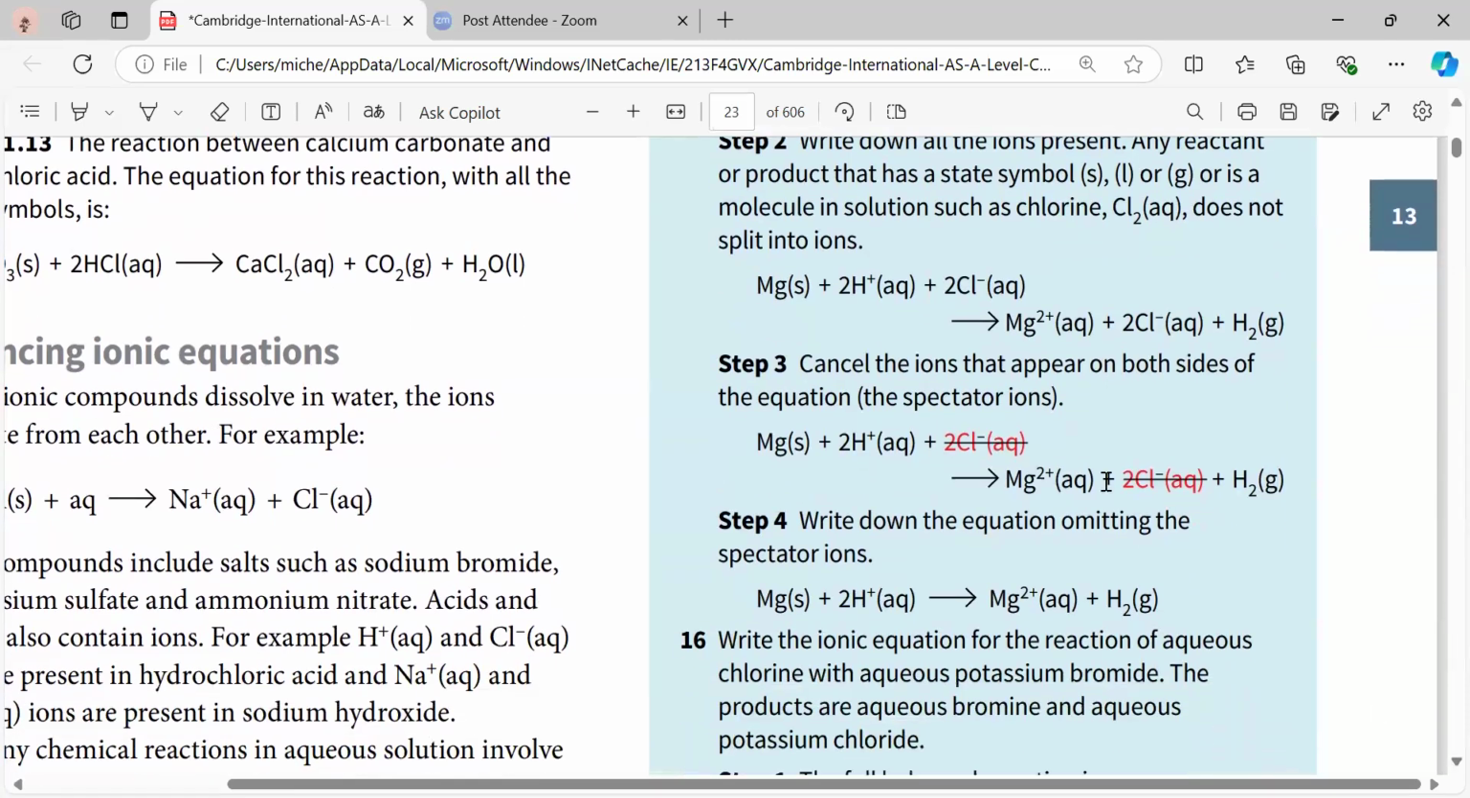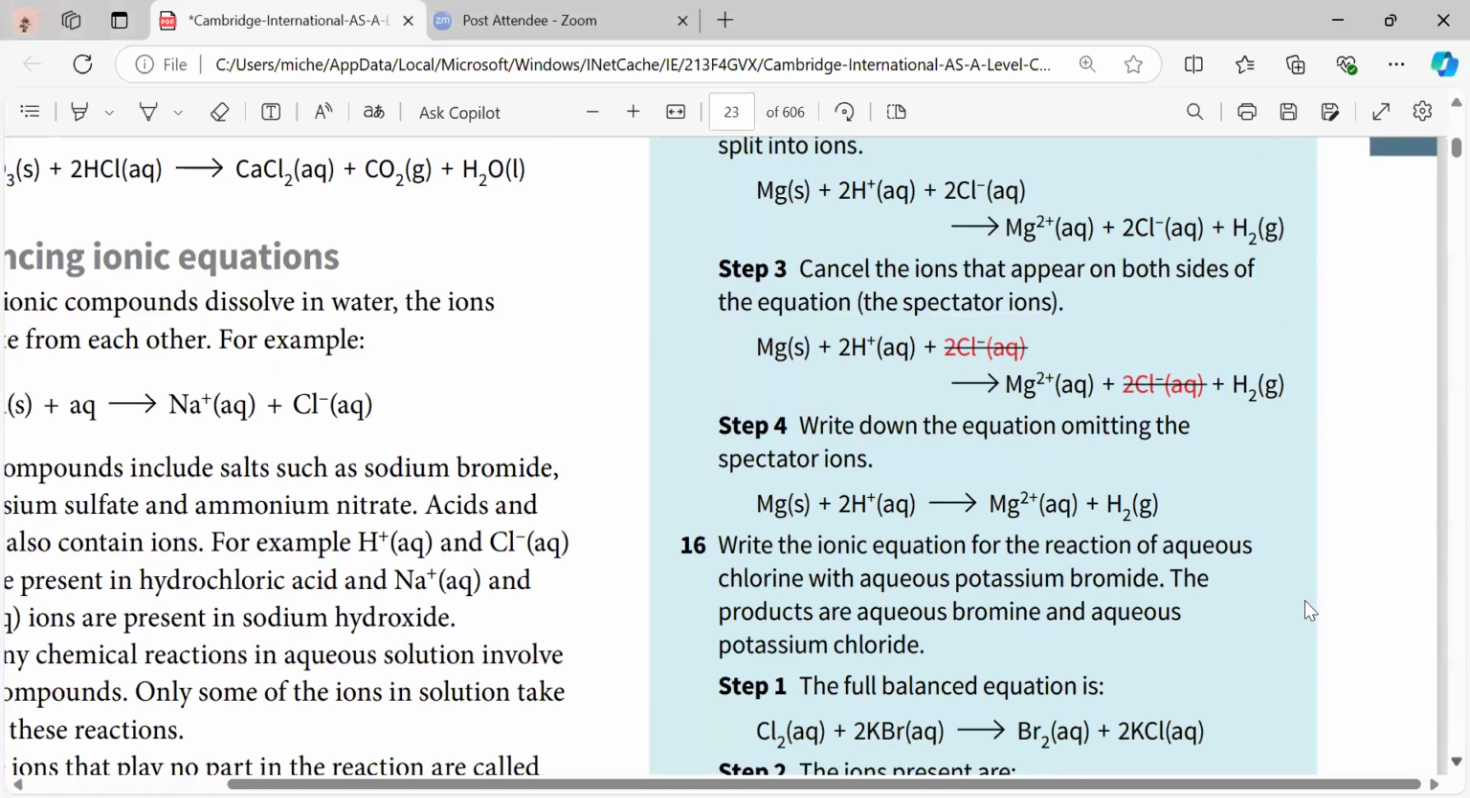So we are now going to cancel the ions that appear on both sides of the equation, or we actually call that eliminate. Okay, it has been eliminated. So now we're going to write down the equation omitting the spectator ions. So we're going to write that down. And now this is the final result of the equation, the balanced equation.